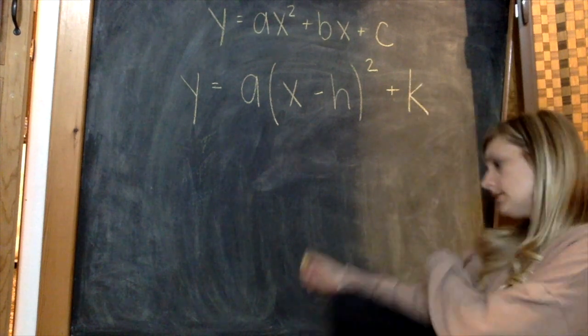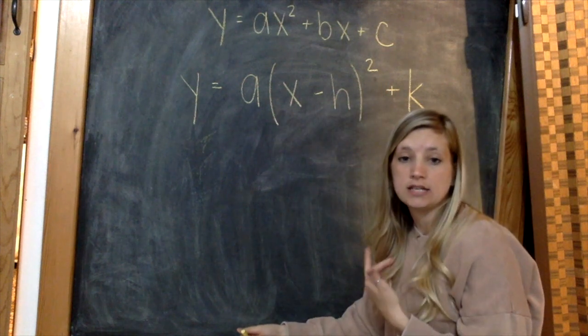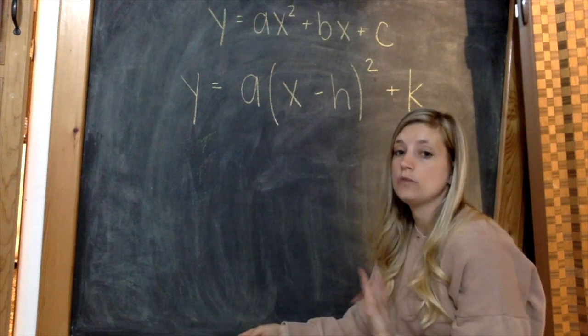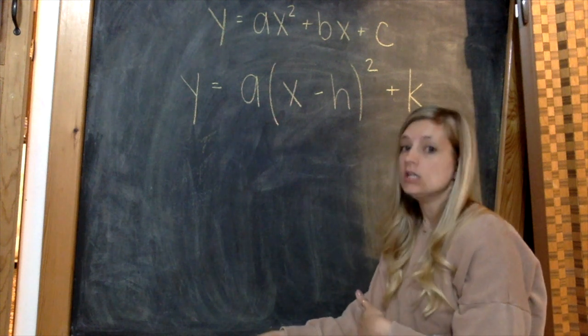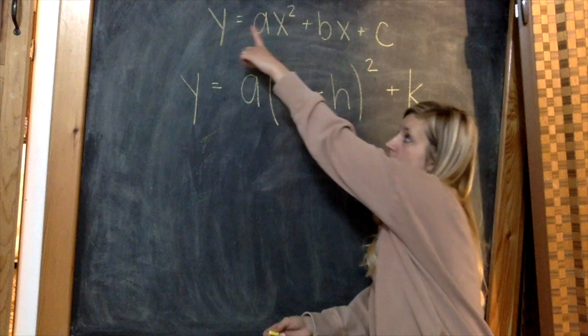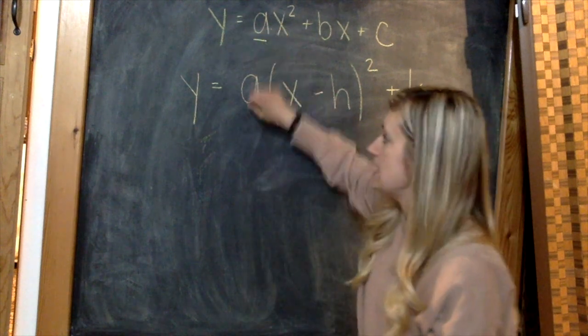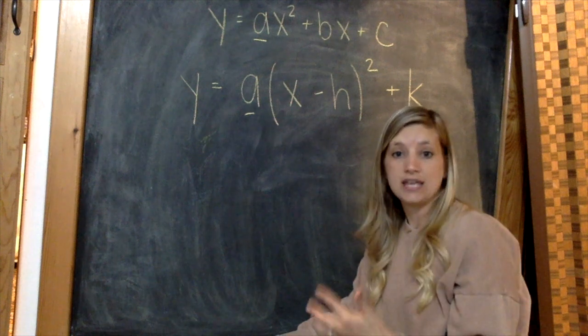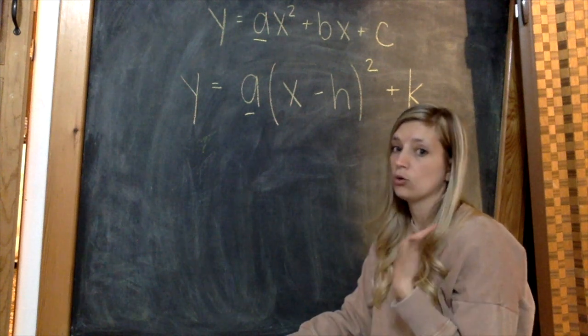Obviously we have to have that square in it. The square is what makes it a quadratic, which is going to make it have the parabola shape, whether it's concave up or concave down. If you notice from standard to vertex, do you see how both of these a's are the same variable? They play the exact same role.